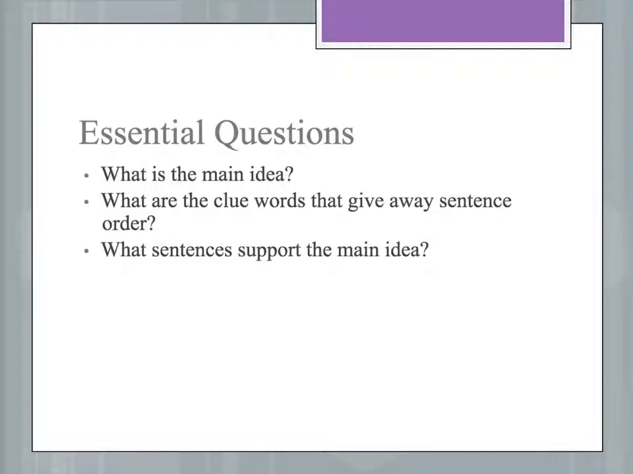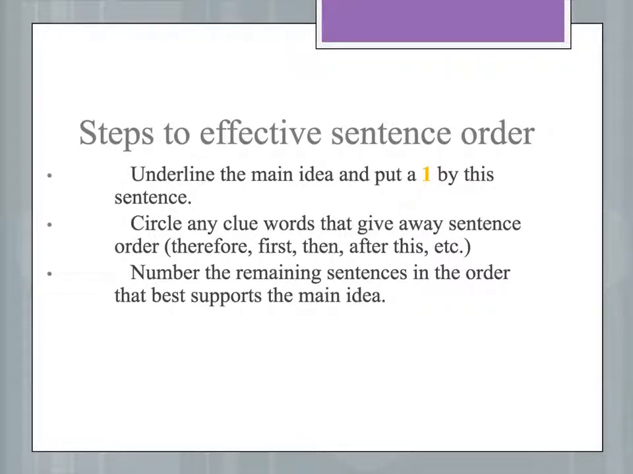Okay, so some essential questions that need to be asked while we're identifying the order of sentences are: what is the main idea? What are the clue words that give away sentence order? And then what sentences support the main idea? So these are the steps that will help you to put the sentences in an effective order. Underline the main idea and put a 1 by this sentence. So that's probably going to be what your topic sentence is. So if you can identify the main idea, that's probably going to be your first sentence.